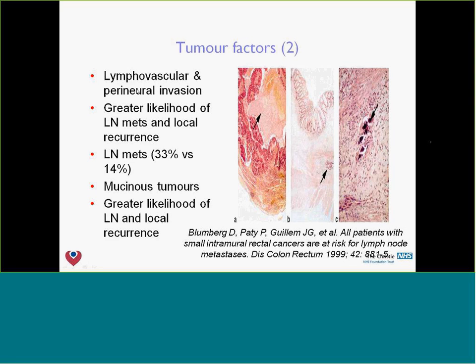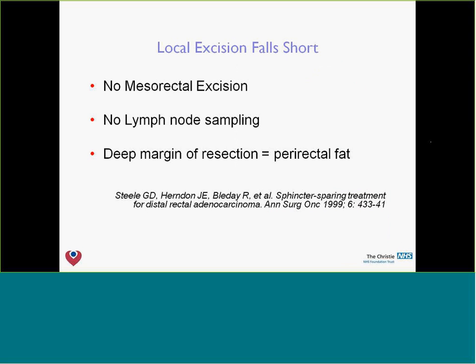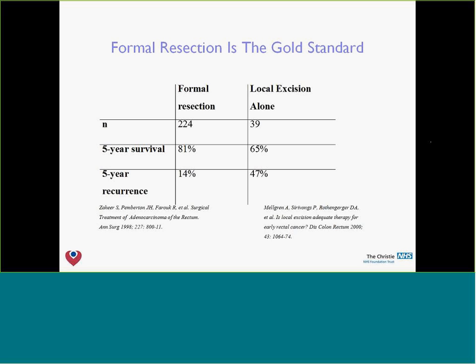The factors are also important, like if there is lymphovascular or perineural invasion, then there's a higher chance of lymph node spread, or if there's a mucinous tumor, then there's a high chance of lymph node spread and recurrence, in which case one is offered radical surgery rather than local excision. With local excision, we don't have any idea of the mesorectum where the lymph nodes are present, so there's no lymph node sampling, and the deeper margin of resection is perirectal fat. So we say that the tumor is completely removed, but we don't know the stage of the mesorectum. As I mentioned, when one looks at formal resection and local excision, the 5-year survival is less because of the higher incidence of local recurrence, which means that in young patients, if fit and healthy, we don't offer local excision surgery.